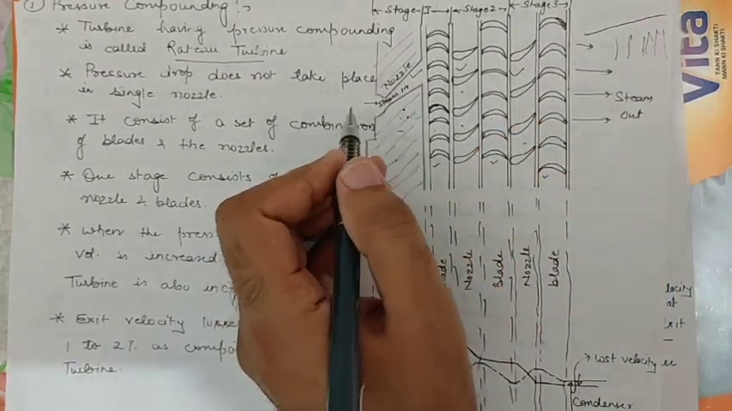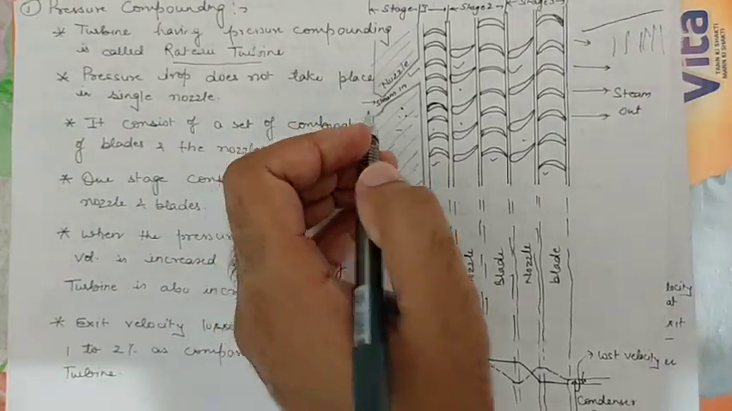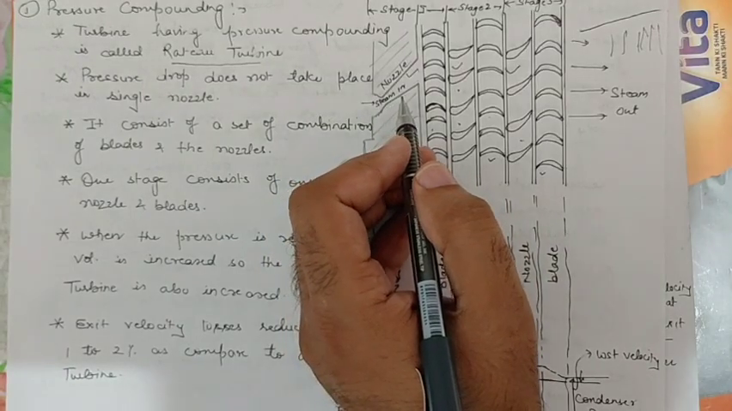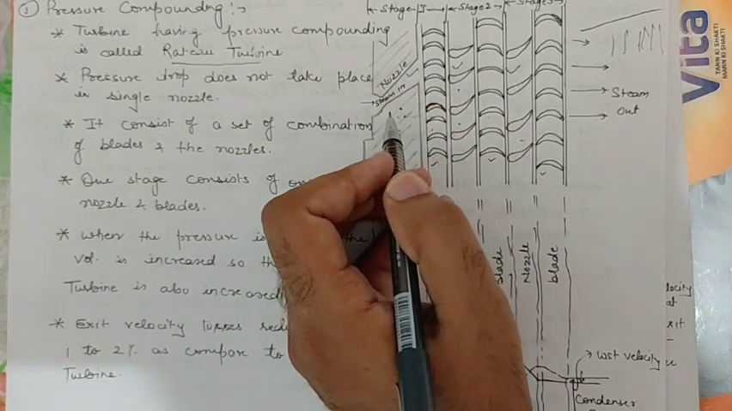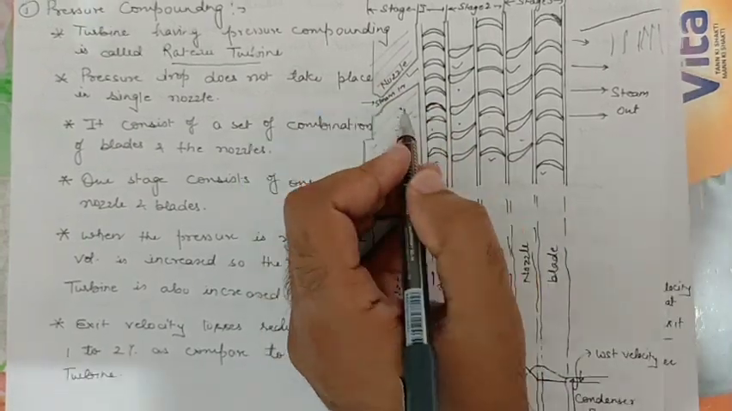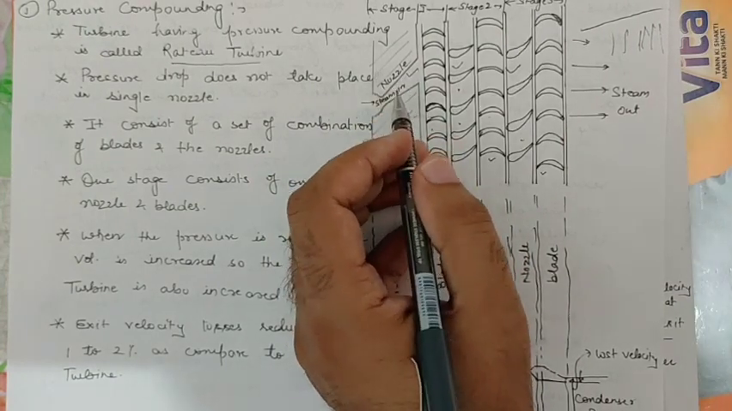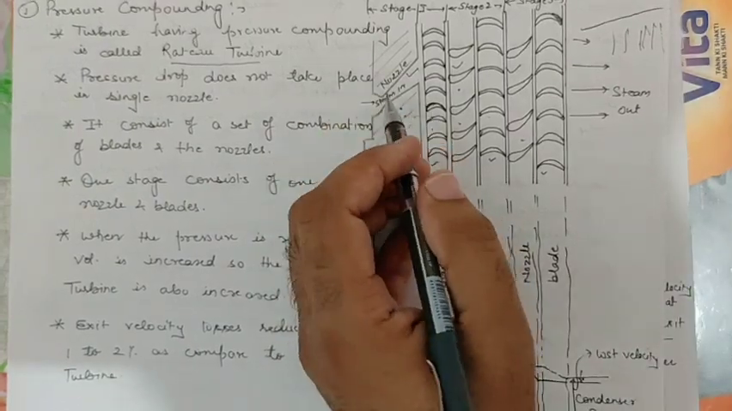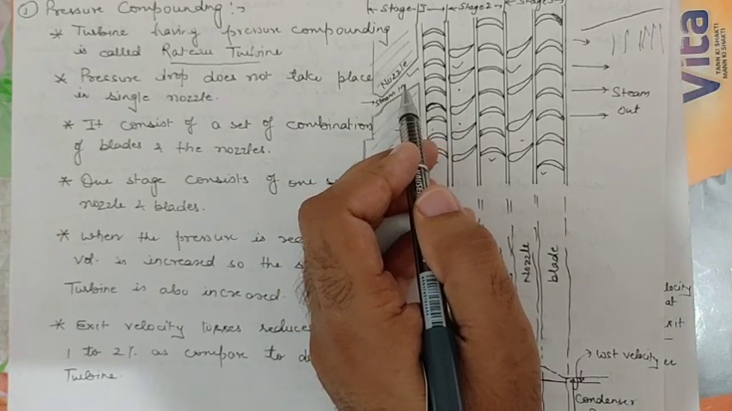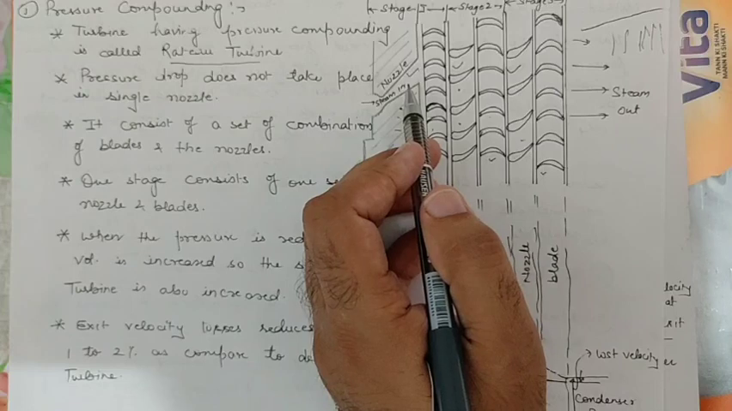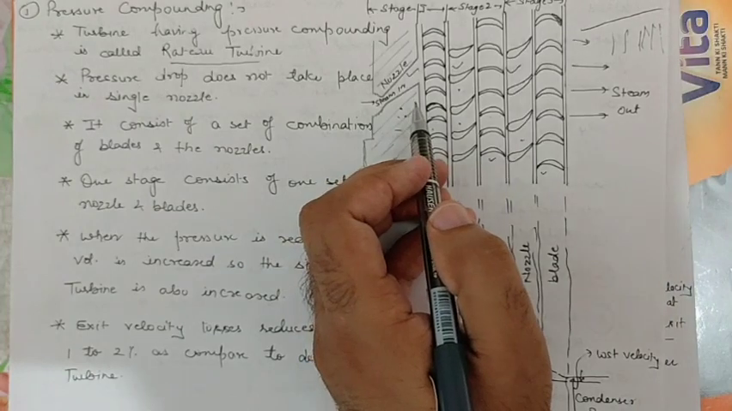So the steam which is coming out from the boiler is fed into the first set of nozzle, or we can say fixed blade. The steam is partially expanded in this nozzle, and then there is a partial decrease in the pressure while passing through this nozzle of fixed blade. There is a partial decrement in the pressure of incoming steam that is coming from the boiler.